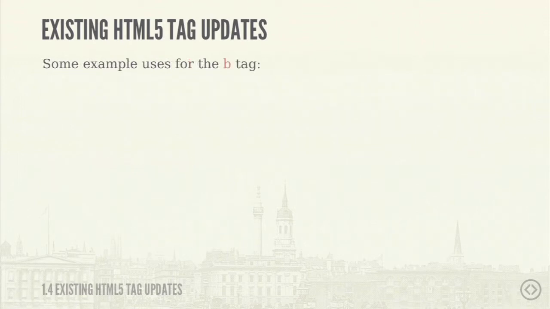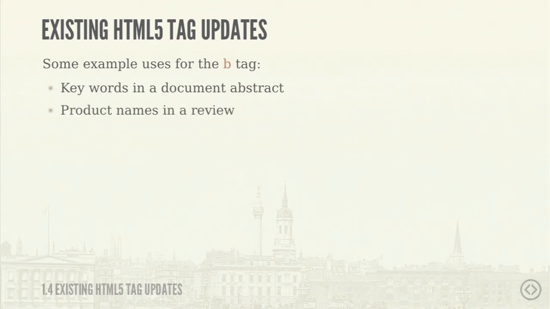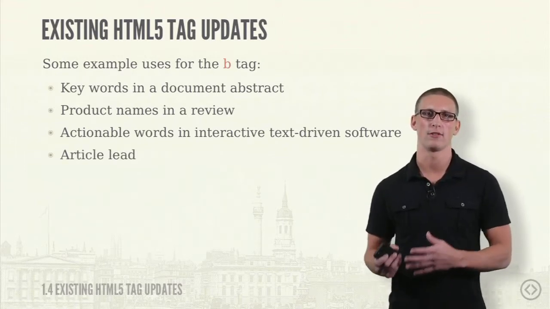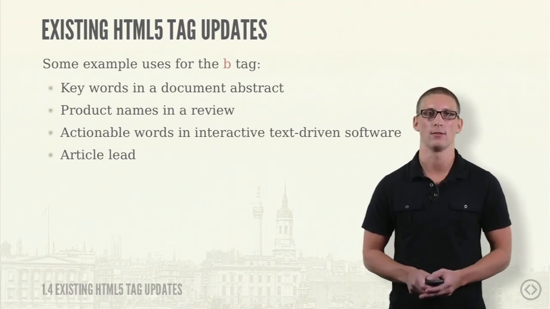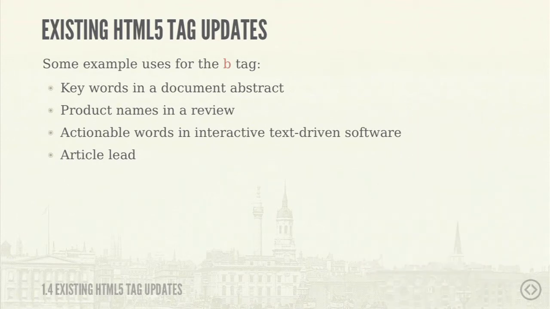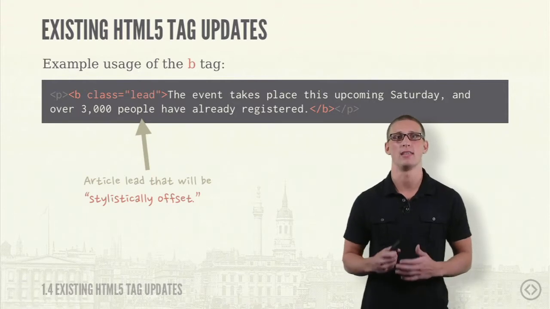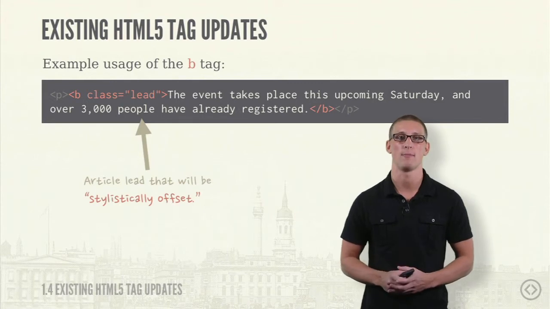So now let's look at some example uses for the B tag. We have things like keywords in a document, product names in a review, actionable words in interactive software, or something like an article lead. Now these examples are a little bit better than the ones we were given for the I tag, but again, let's look at a more practical example of using the B tag. Here we have a paragraph, and we're wrapping the text in a B tag with a class of lead. Now we're doing this because we want this text to be stylistically offset from the paragraphs that follow it, because it's going to be an article lead. And in addition, we add a class of lead to the B tag to give it further semantic meaning.